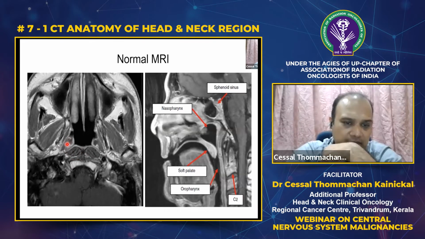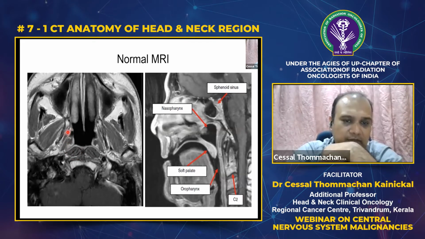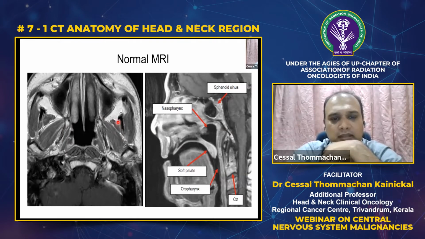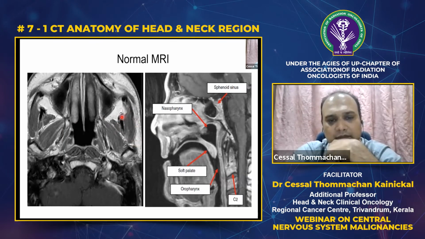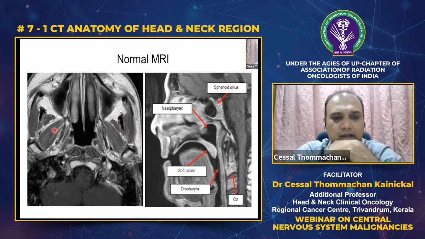Levator veli palatini muscle here. This is the tensor veli palatini muscle, and the pterygoid muscles. This is the insertion of the temporalis. This is the masseter muscle. This is the mandible.